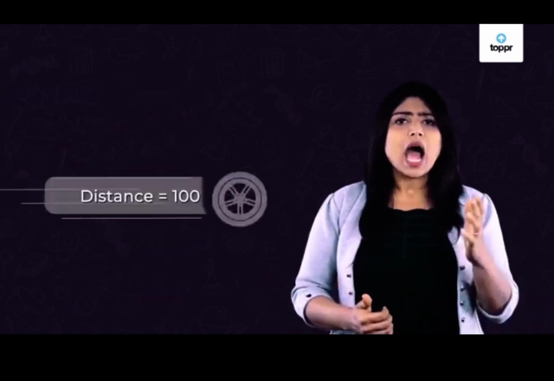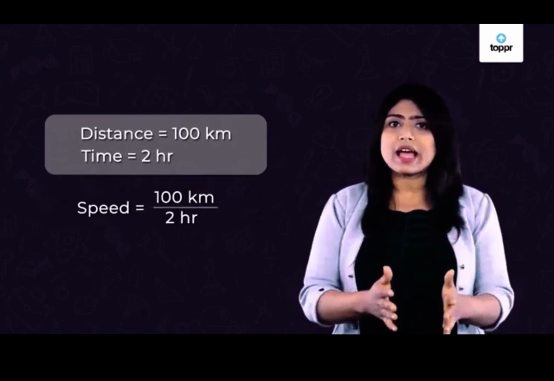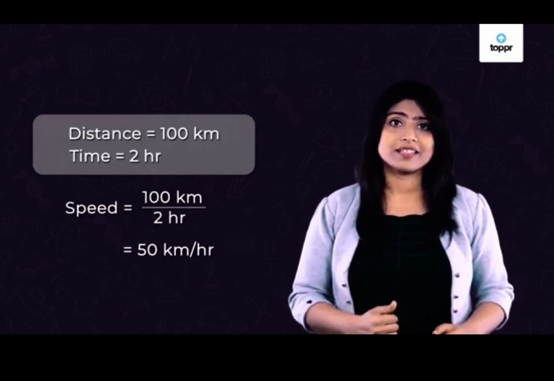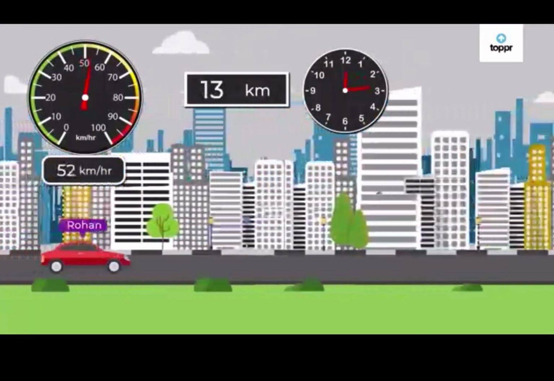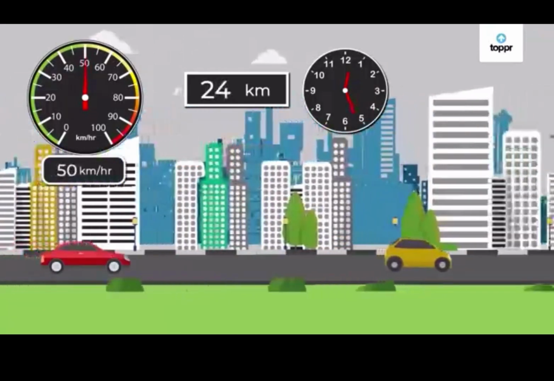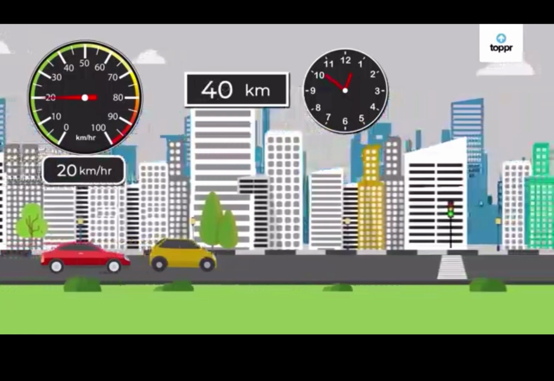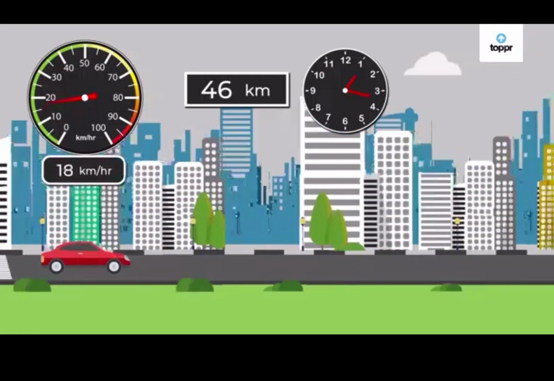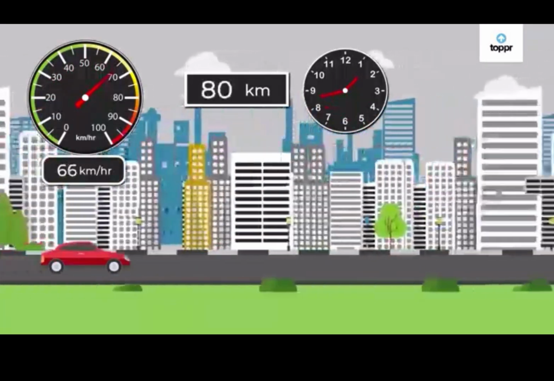He had to travel 100 kilometers in 2 hours. So after calculation, he learned that he needs to travel at a speed of 50 kilometers per hour. But we all know that life doesn't always work the way we want. Rohan couldn't travel at a constant speed of 50 kilometers per hour on the road. Sometimes he had to slow down because of other vehicles, and sometimes he had to stop at the signal. And sometimes he also went above 50 kilometers per hour on the roads with less traffic.